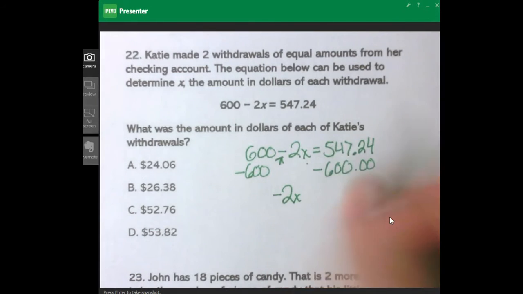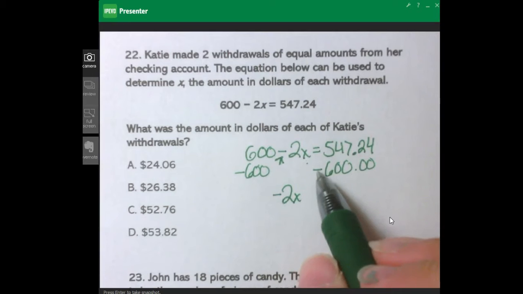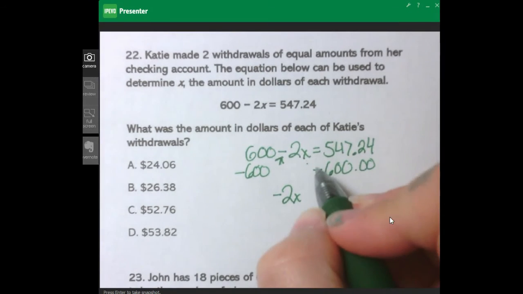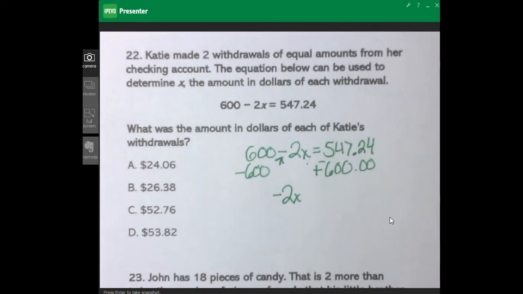All right, and now I'm going to subtract 600. Well, wait, 600 is bigger. So we know that really this is adding the opposite. So now I'm adding a positive and a negative. Different signs, subtract, and keep the sign of the bigger number.